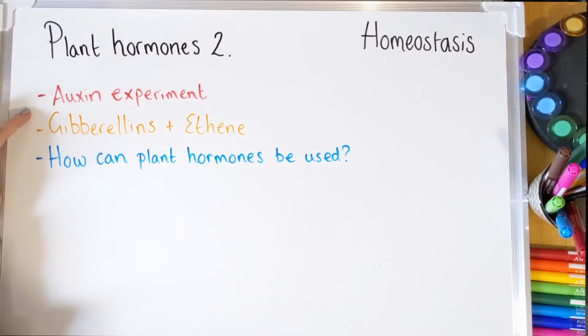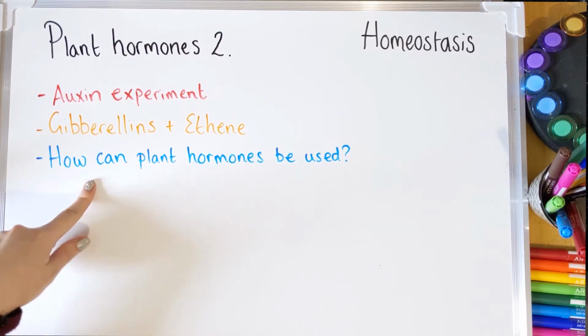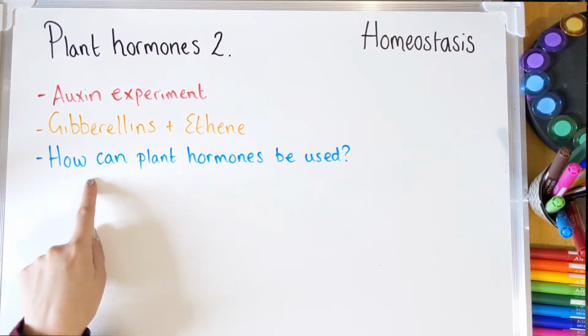Hi everyone, welcome back. Carrying on with some more homeostasis again today, looking at plant hormones part 2. So what we're going to have a look at is an auxin experiment, which is quite a famous experiment that comes up a lot in exams. Some more hormones called gibberellins and ethene. And the last point we're going to look at is how we as humans can use plant hormones, especially in things like agriculture. So as always, grab some paper, grab some pens, and follow along with me.